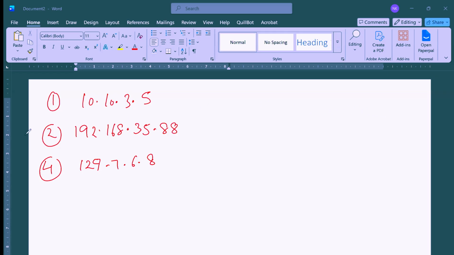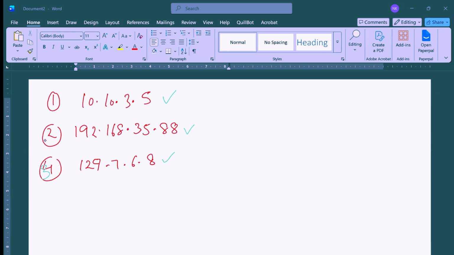So let's see whether these IPs are valid IP addresses or not. If you have a look at the first one, it has 4 octets. There is no value which is more than 255. So yes, this is a valid IP address. Second one, each and every octet contains values less than 255. So this is a valid IP address. There is no leading zero anywhere. So yes, it is a valid IP address. In the third one also.